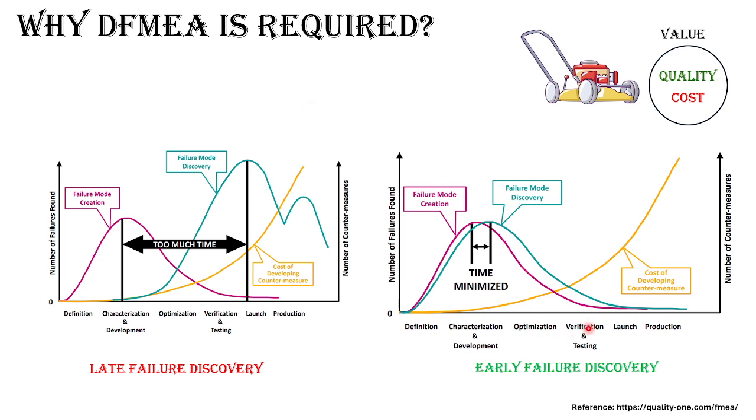So here is something where probably a good DFMEA analysis was applied to the product development, where you can see that during the characterization and development phase, the failure modes were actually discovered. So they didn't even go to the testing mode or optimization. Through brainstorming, many of the potential design options were omitted, and this is what DFMEA can do.